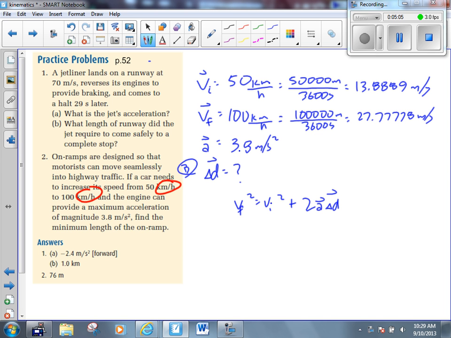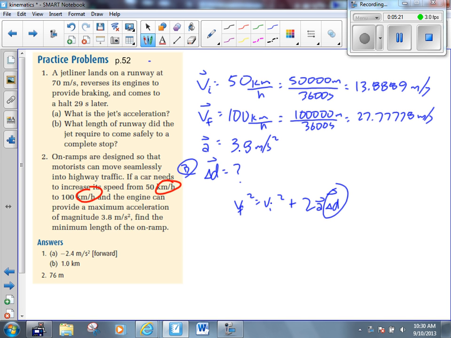So it's okay to try one of the other ones as long as you don't try v equals d over t. Any of the acceleration equations are valid. Try any of them. If you can pick the one that works quickest first, then so much the better. Okay, we're solving for d here.